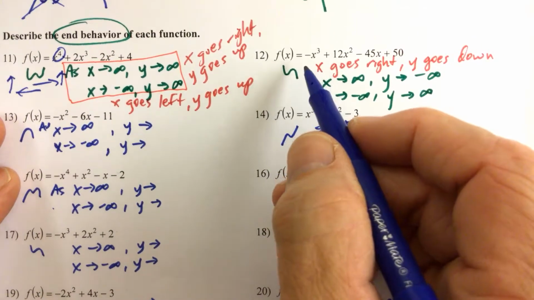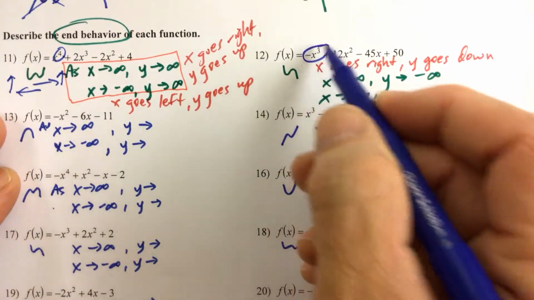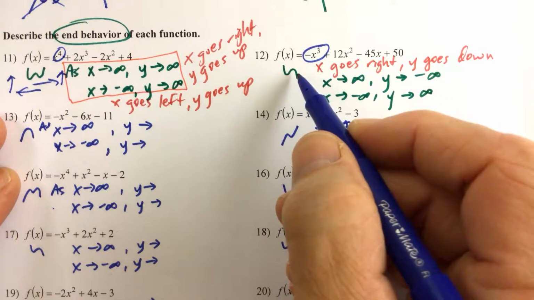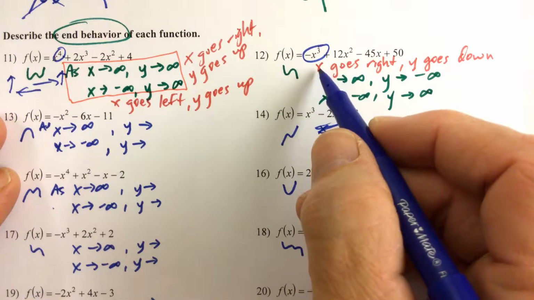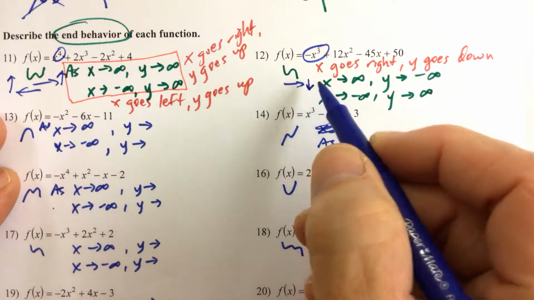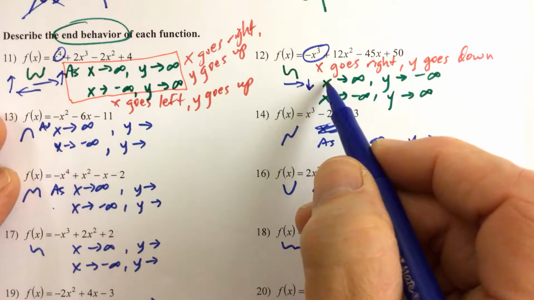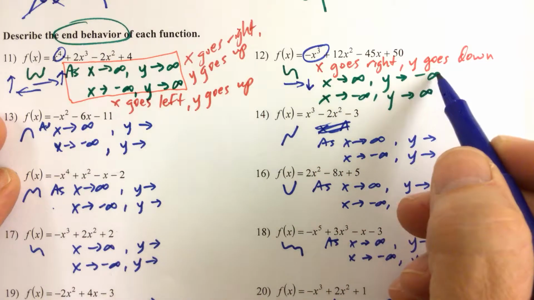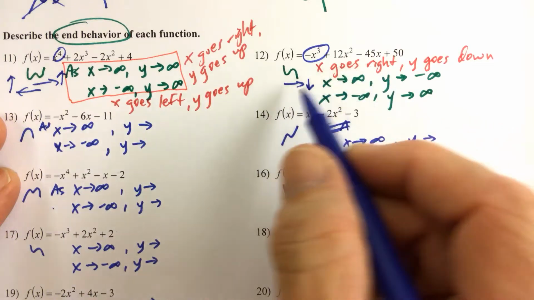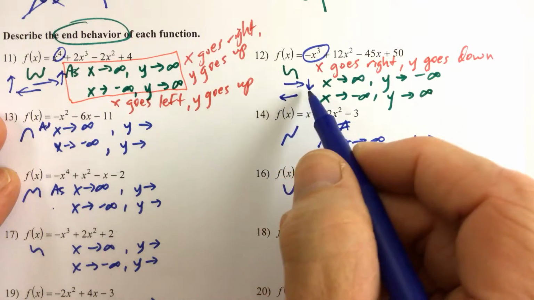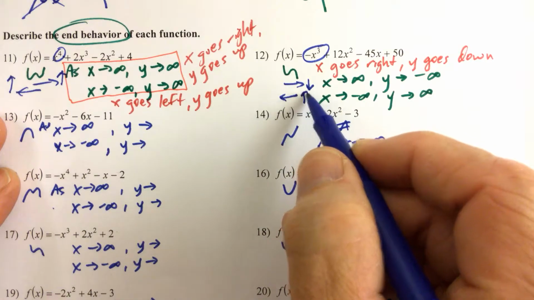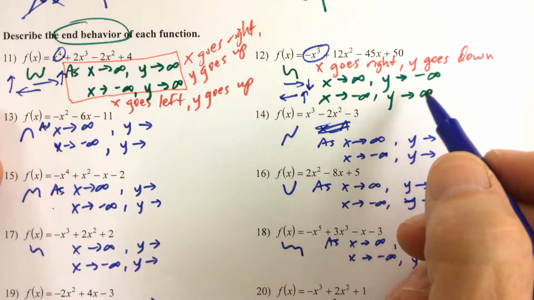The next one we did in class was this one. We have a negative leading coefficient, a third degree polynomial, so the graph goes down from left to right. As we describe the end behavior, we notice that as x goes to the right, y goes down. So we write that as x approaches infinity, y approaches negative infinity. So x approaching positive infinity means x goes to the right. And then as x goes to the left, meaning as x approaches negative infinity, y goes up. So we say that y approaches positive infinity.